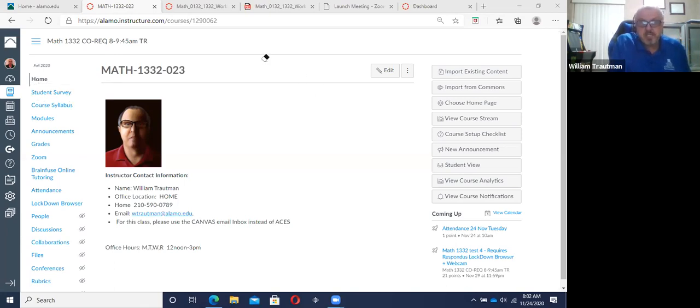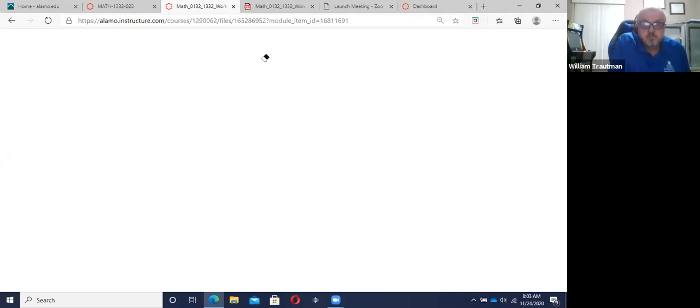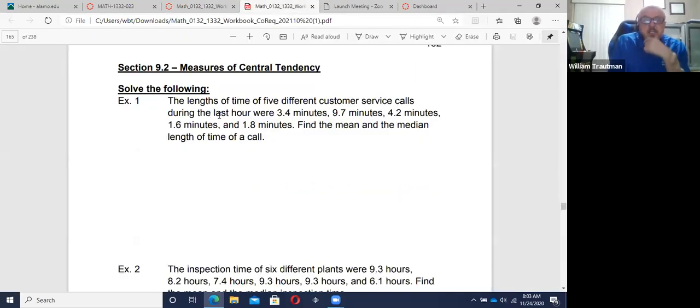All right, so let's go to 9.2. Right here. Measures of central tendency. Basically, what this section's all about is doing mean, median, and mode. It's kind of like statistics. So this is the statistics part of the course. Mean, median, and mode.